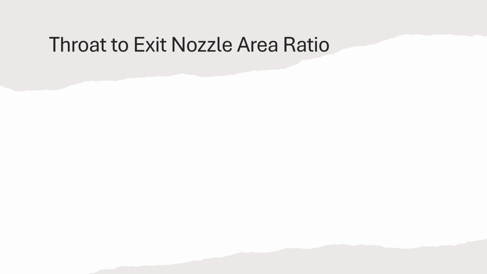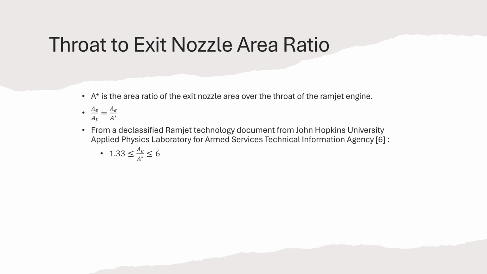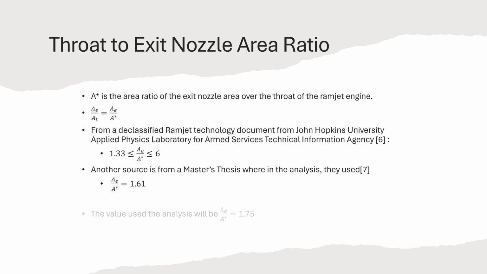Alright, so now we're going to discuss the throat to exit nozzle area ratio, and essentially it is what the name is. It's the area of the exit nozzle over the area of the throat of the ramjet engine, and it is governed by this equation. From one source, I found that the range for it is about 1.3326. And then in a master's thesis, in the analysis, they use 1.61. So I chose to go with 1.75 for this analysis for this presentation.